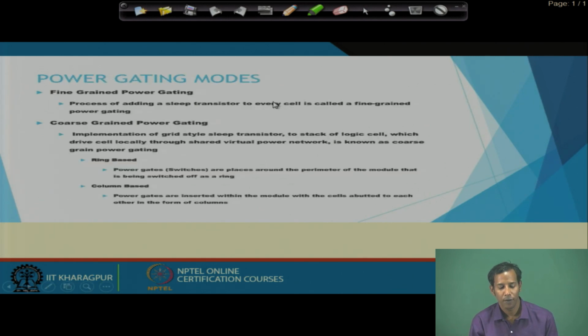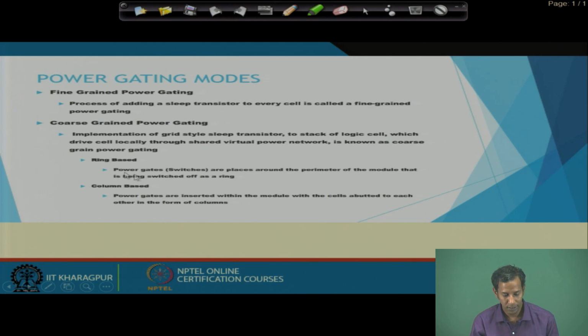So, power gating has different modes. The power gating modes are basically 2: fine grain power gating and coarse grain power gating. In fine grain power gating, the process of adding a sleep transistor to every cell is called fine grain power gating. And coarse grain power gating is the implementation of a grid style sleep transistor to a stack of logic cells which drive the cells locally through the shared virtual power network.